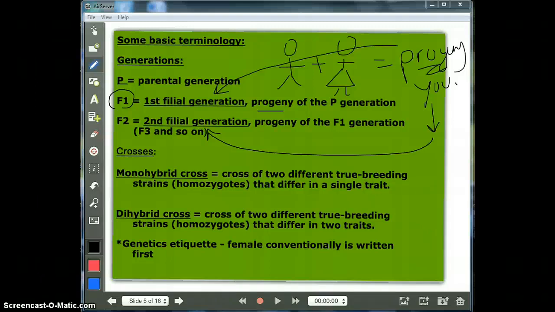In terms of an offspring, you're going to have the mom and the dad. Those guys are going to make you. What I'm drawing right now is a pedigree. Circles represent female. Squares represent male. So there is the P generation. These guys are the F1. Now, say you are the female.